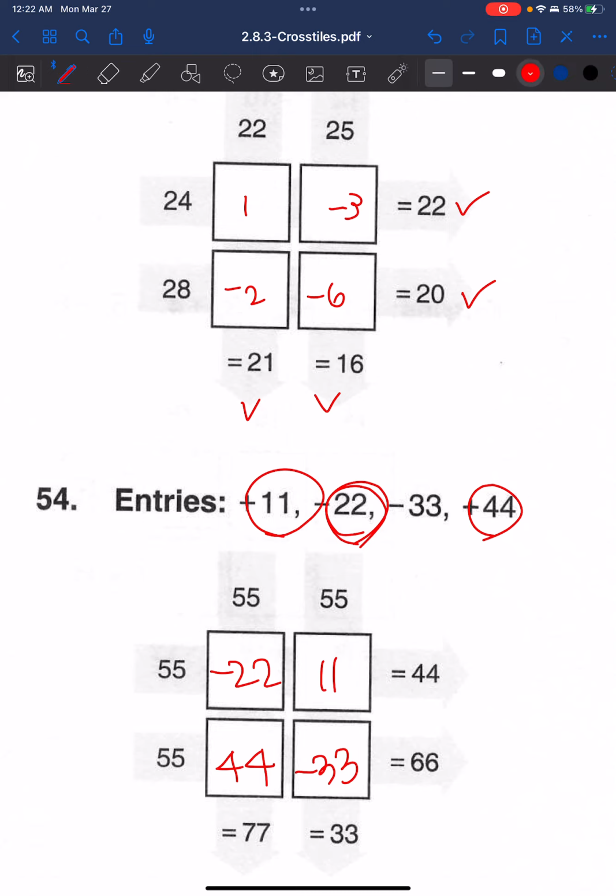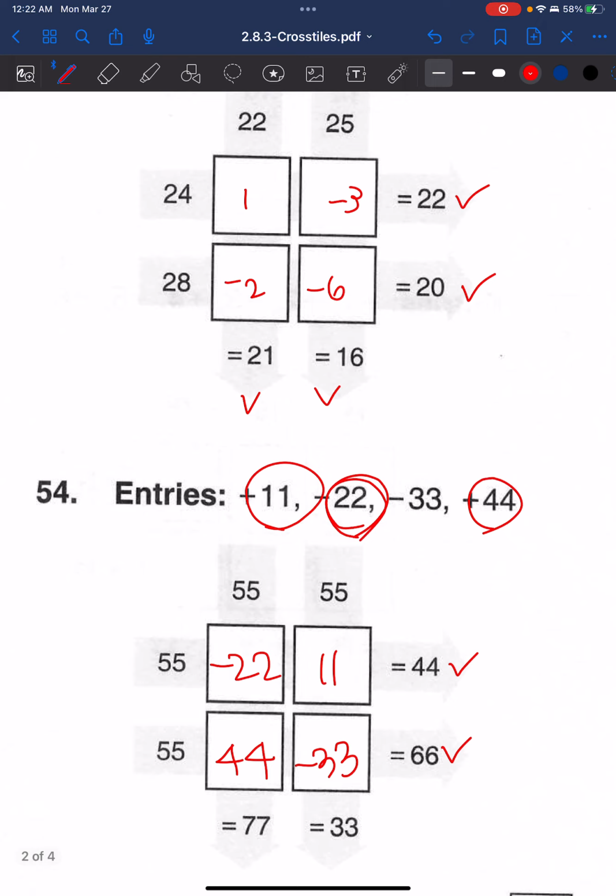Negative 22 plus 11 is negative 11, and 55 minus 11 is 44. 44 plus negative 33 is 11, and 55 plus 11 is 66. Negative 22 plus 44 is 22, and 55 plus 22 is 77. 11 plus negative 33 is negative 22, and so 55 minus 22 is 33.